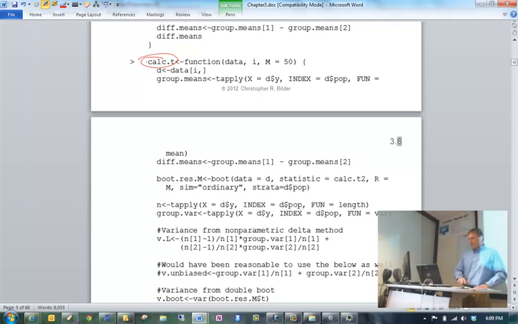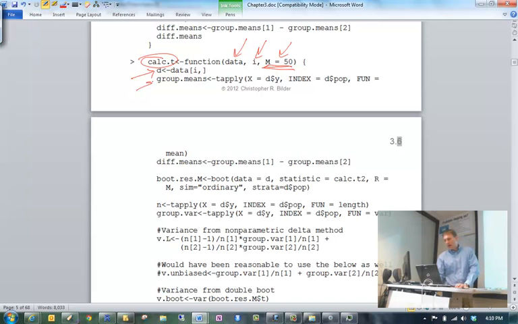So for this calc.t function, I'm going to pass in my data and my indices like usual. In order to do the bootstrap within this calc.t, I'm also going to pass in another argument called m to represent the number of resamples. Since my data is in a data frame, notice how I have to use I with that data argument. I have an I comma there because I need to say which rows of my data frame to pull out for my resamples.